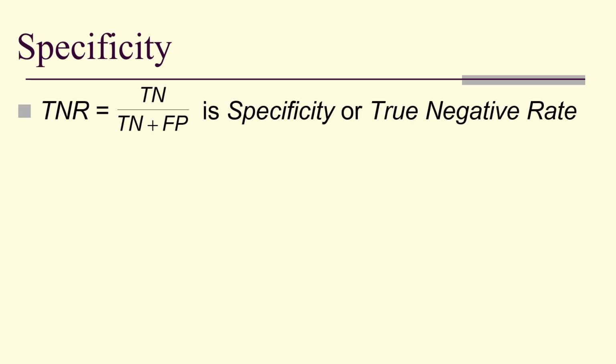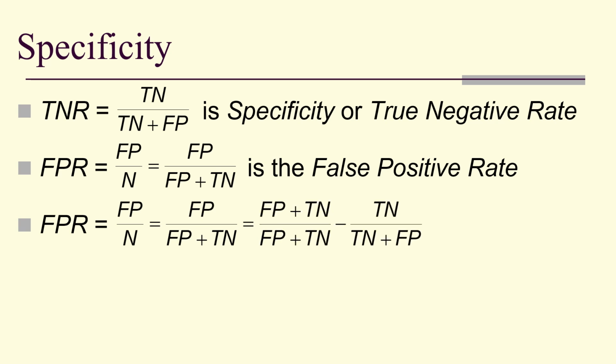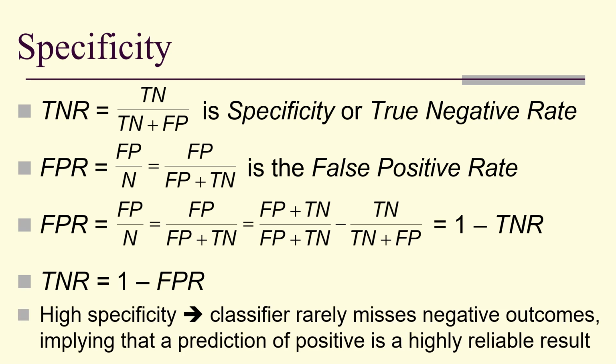So let's look at specificity. The true negative rate is the specificity, and the false positive rate is Fp over N, but that's Fp over Fp plus Tn. And now let's look at the false positive rate, Fp over Fp plus Tn. We add and subtract a Tn on the top, and that gives us 1 minus the true negative rate. In other words, the true negative rate is 1 minus the false positive rate. High specificity, the classifier rarely misses negative outcomes, implying that a predictive value of positive is a highly reliable result.